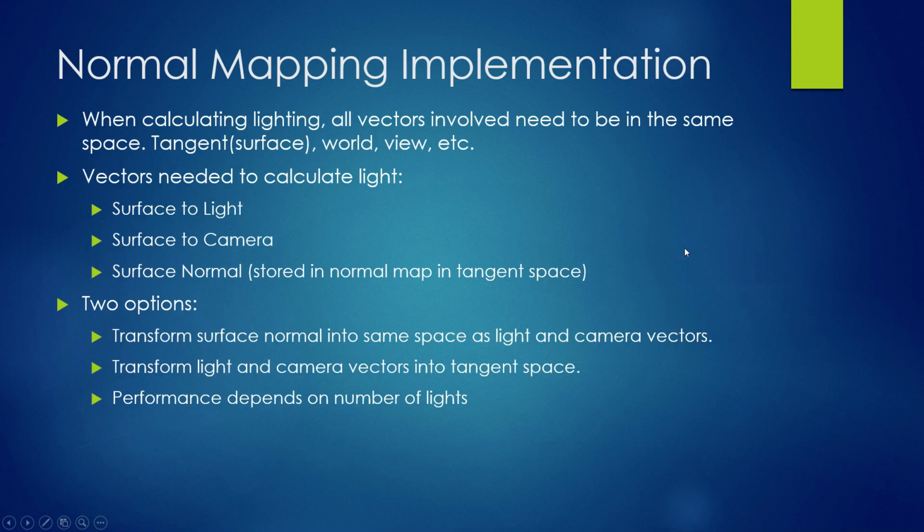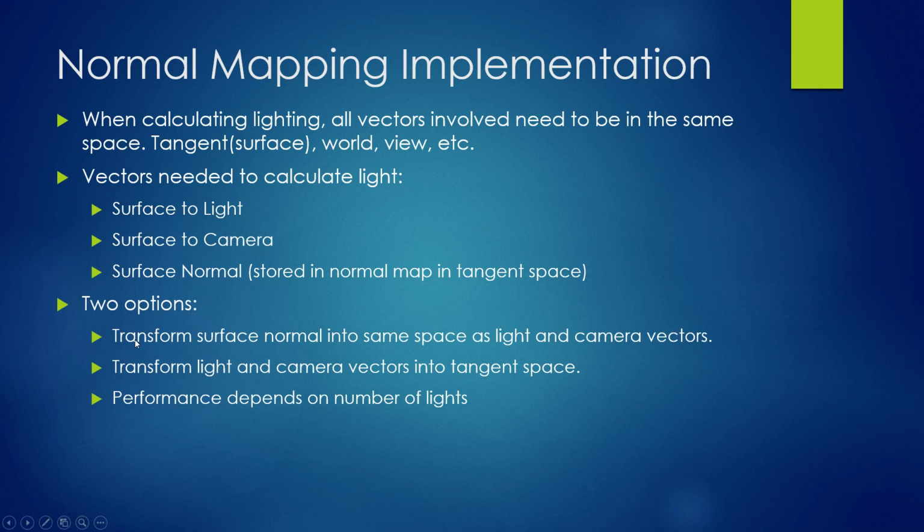With normal mapping, with lighting, you need to have all of your vectors and matrices in the same space. So you might do your lighting in camera space or in world space or model space. Regularly, when you're doing your lighting, your normal is in maybe model space, or you transform it into whatever space your camera vector and your light vector are in. But with normal mapping, the normal stored in the normal map comes out in surface space or tangent space.